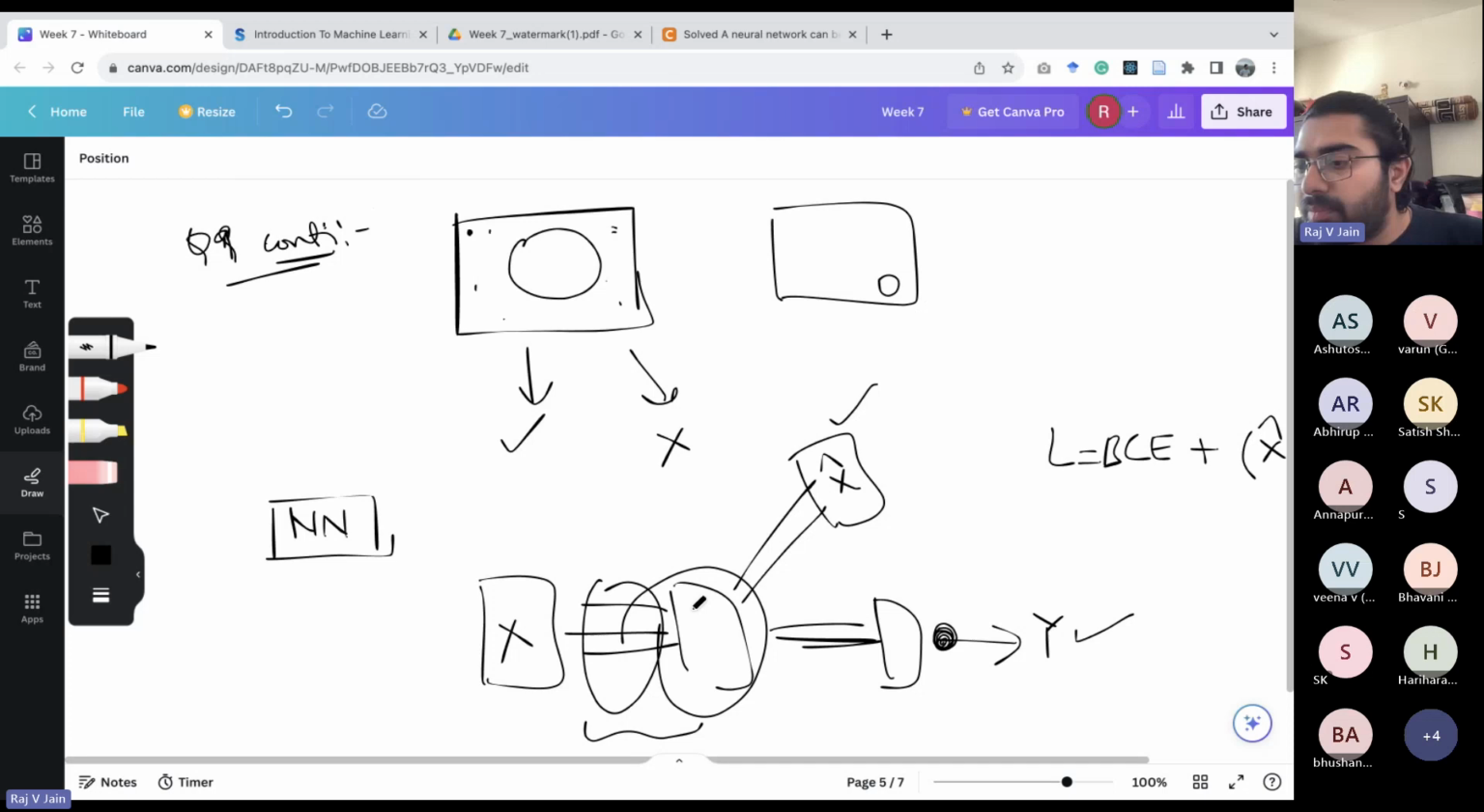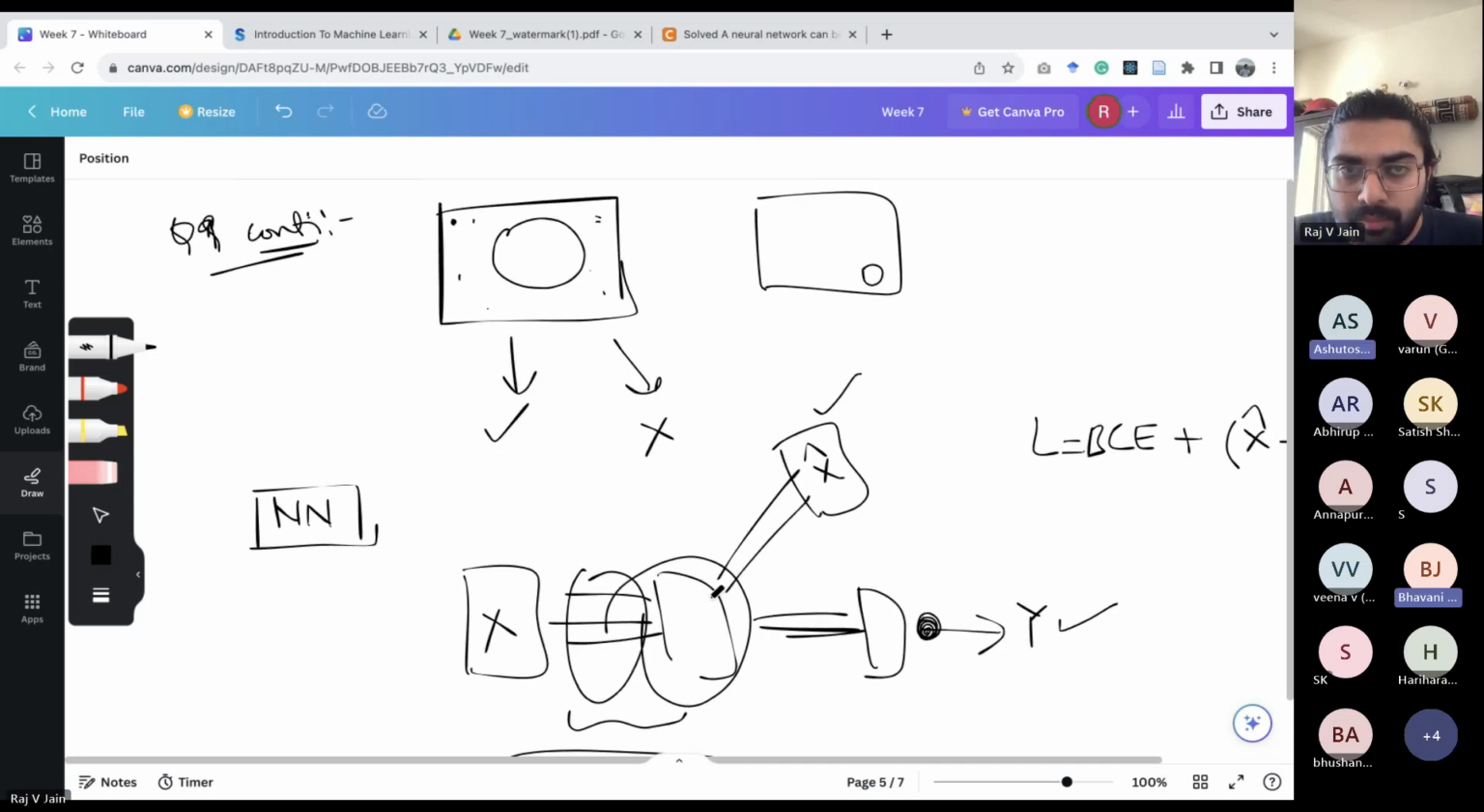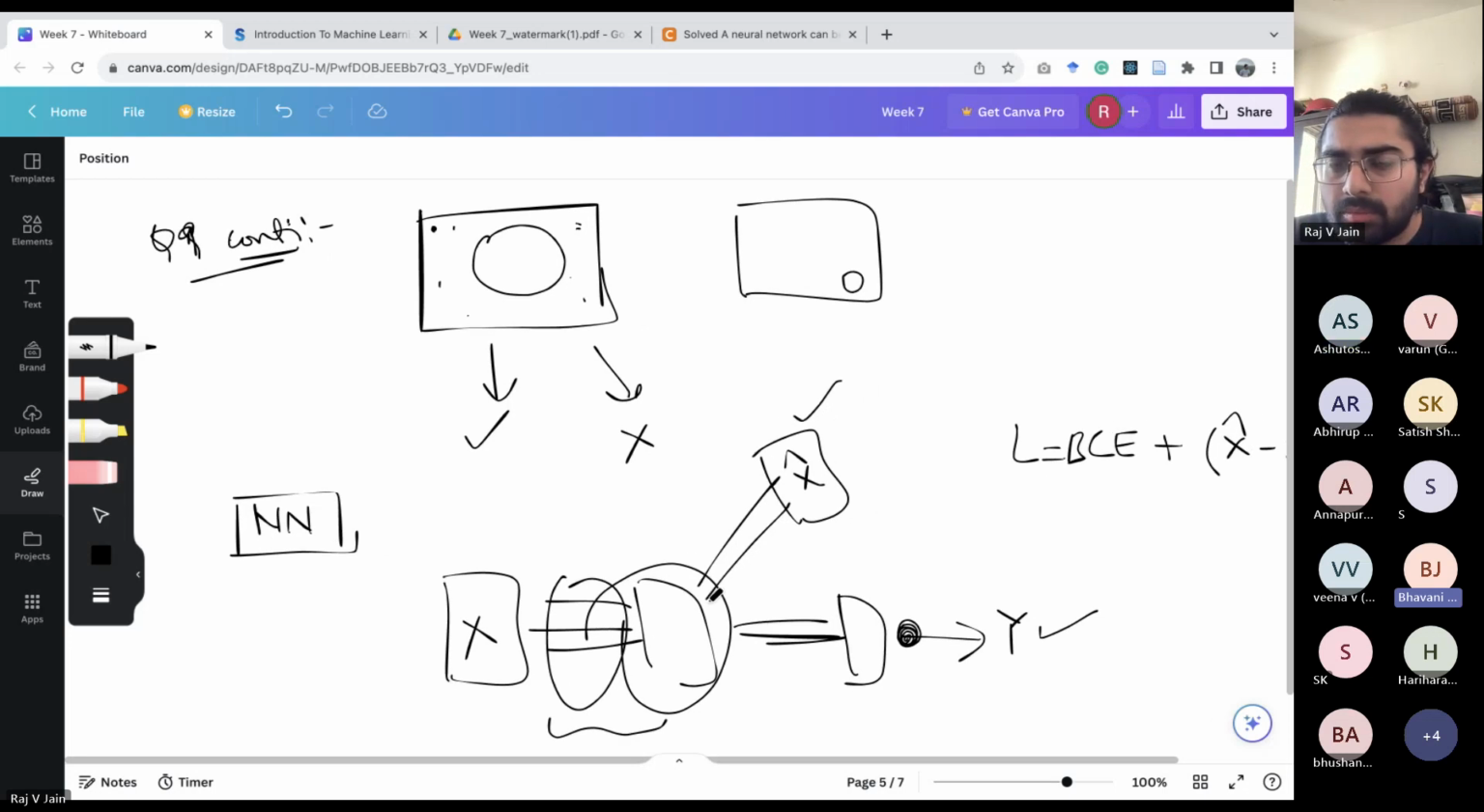Okay. Yeah. So sir, are autoencoders used without neural networks, like PCA? PCA is used in non-neural networks also, right?